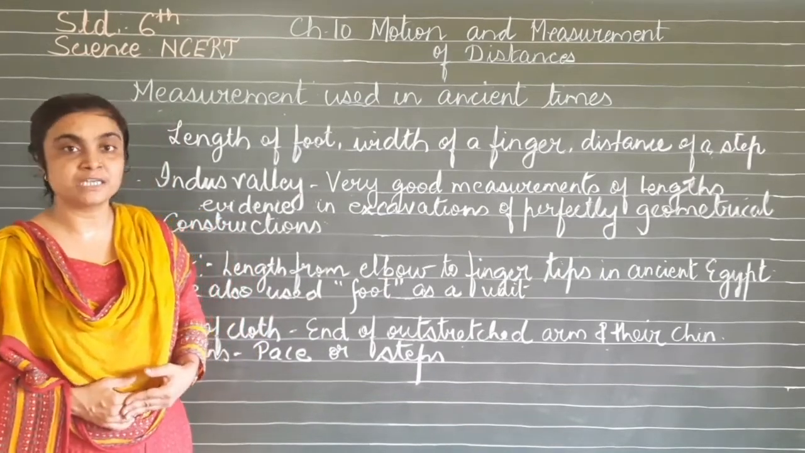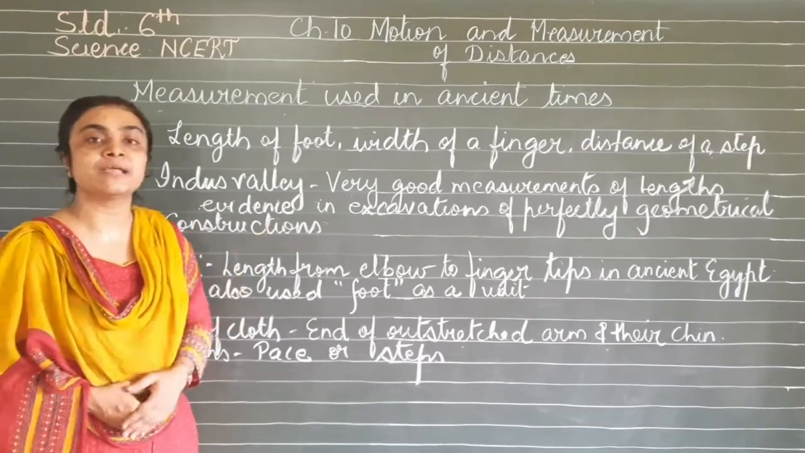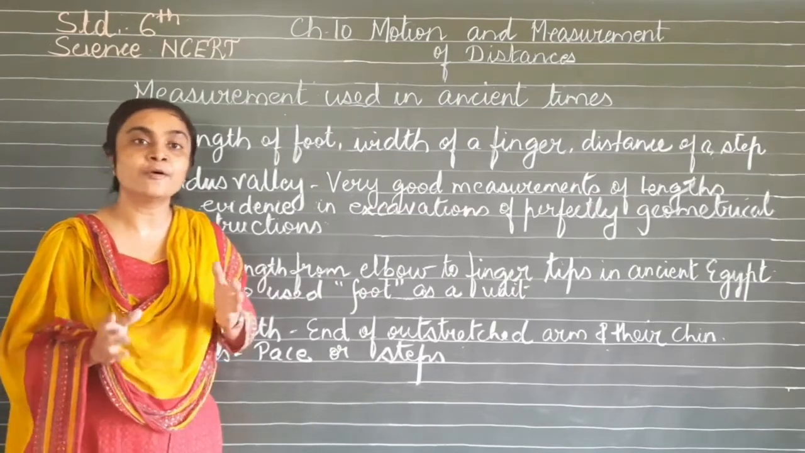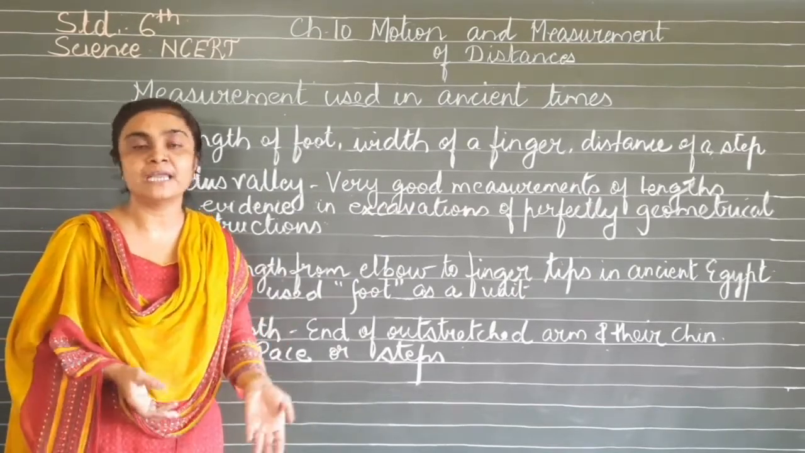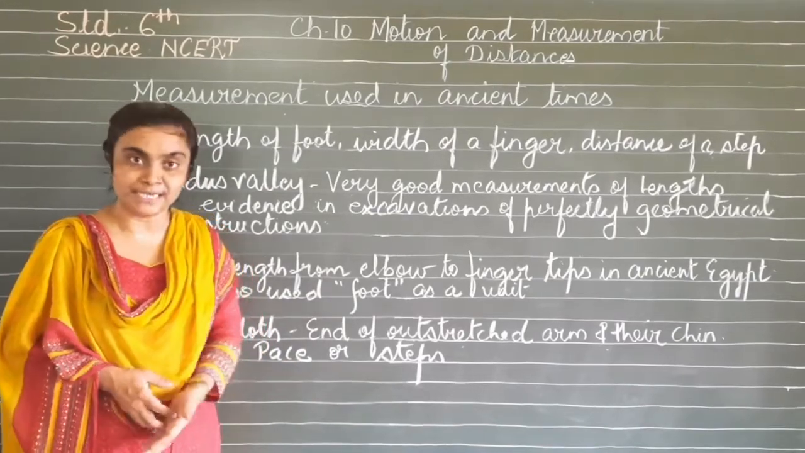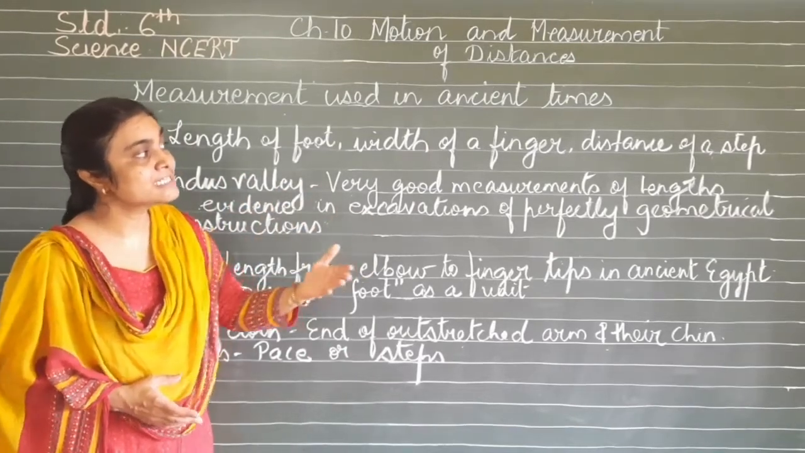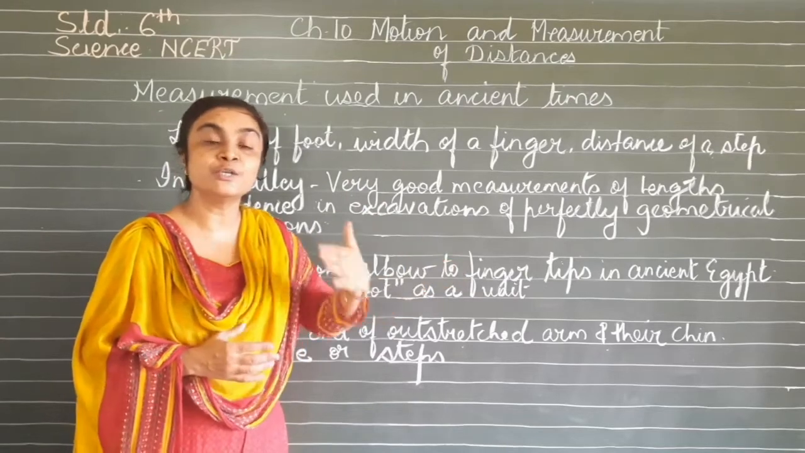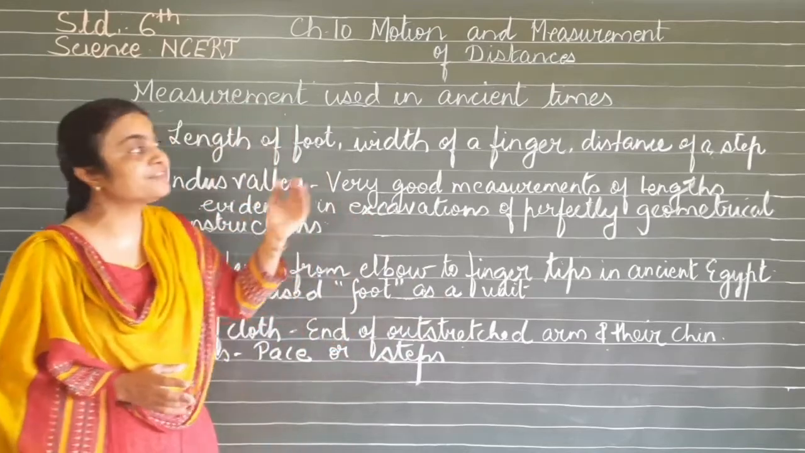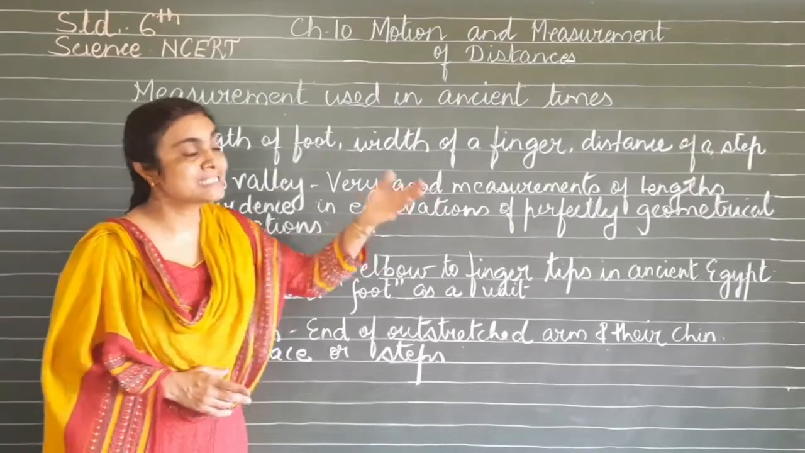Now, we have seen measurements. How were measurements taken in ancient times? In ancient times, what did the people do? They didn't have a measuring tape or a scale or a ruler. So they used different body parts to measure different objects: length of a foot, width of a finger, distance of a step. That was used to cover and take the distance.